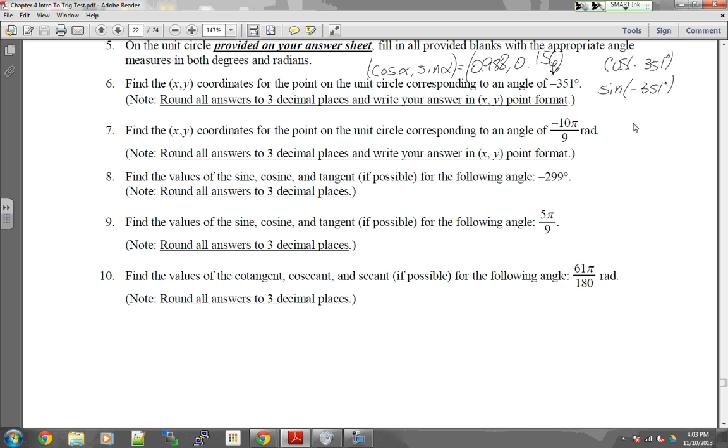The cosine of negative 10 pi over 9 is negative 0.940. It comes out to negative 0.9396, so that means it would round to 0.940. All right, so for number 7, the x value, or the cosine value, would be negative 0.940, rounded to 4 decimal places.